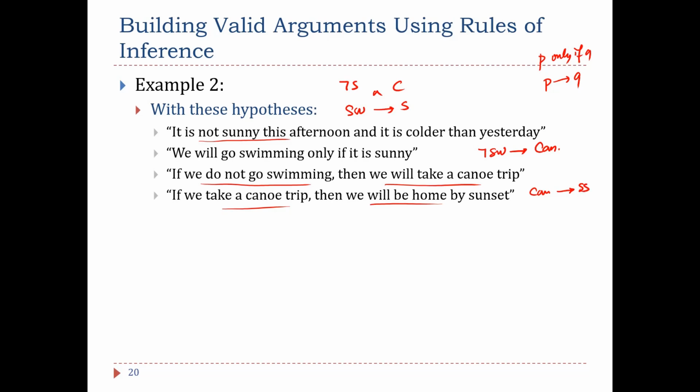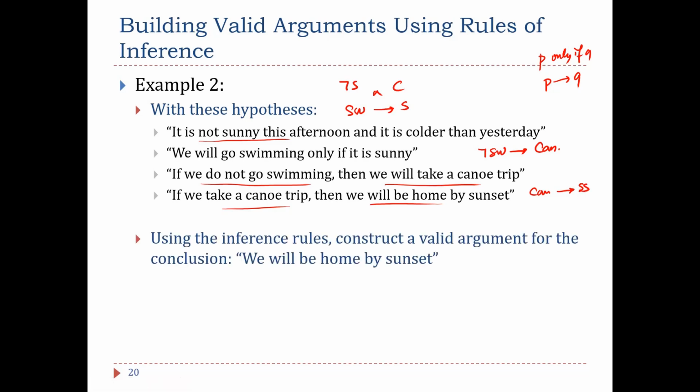Now I think they have a question in their head. Will we be home by sunset? So do we have SS finally? Can we conclude SS? One trick that you can apply is what we call backward reasoning. You can start from your conclusion. You want to have SS, but to have it, you need to have canoe true. But to have canoe true, you need to have not SW, not swimming. To have not swimming, this is equivalent to not sunny implies not swimming, so you need this premise, which is not sunny. And this exists here in this conjunction.